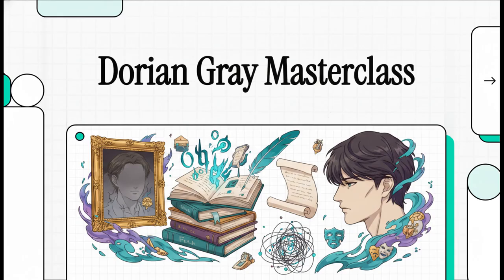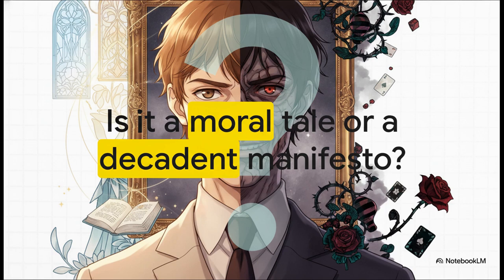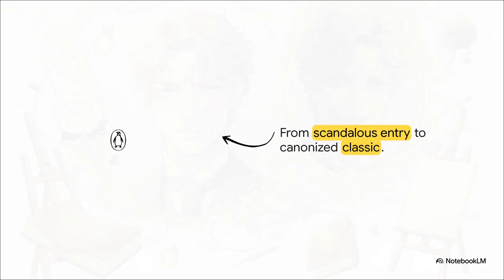Let's get into it. To kick things off, let's pose the ultimate literary paradox. Is this book a moral tale, or is it a decadent manifesto? Just think about it for a second. This is a story that severely, brutally punishes its protagonist for a life of unchecked pleasure and sin. And yet, it was written by an author who famously advocated for exactly that kind of hedonism. It's a massive contradiction that absolutely baffled Victorian critics, and honestly, it's the exact tension that will fuel your very best exam arguments. And to really understand that tension, we have to look at the text's history.